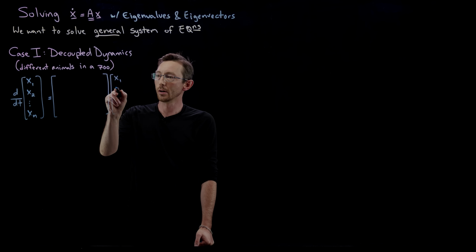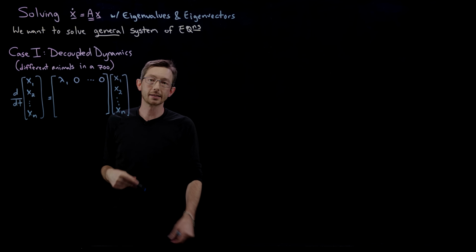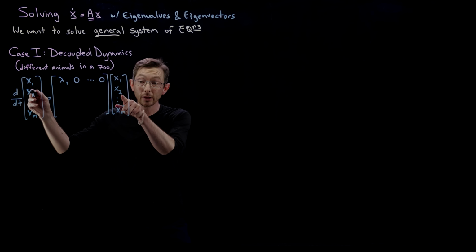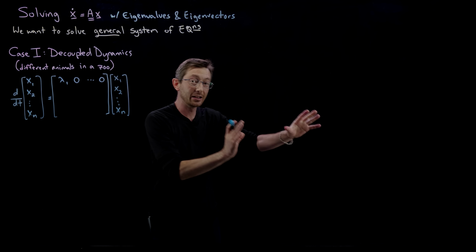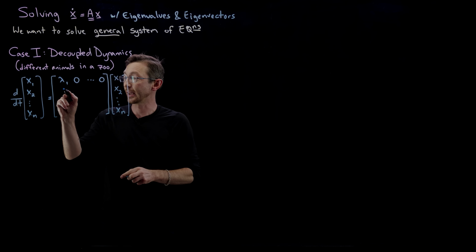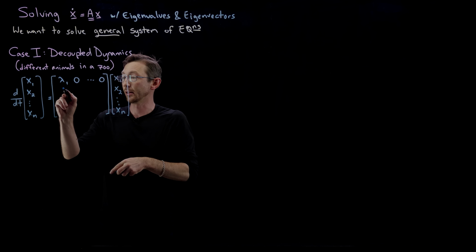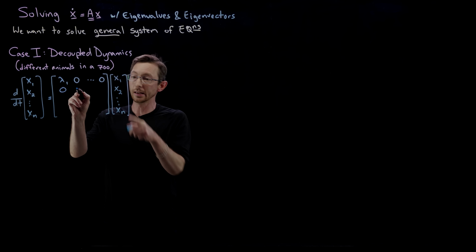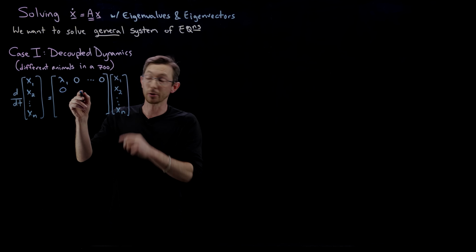But now this is going to be a diagonal matrix. So x1 dot is only going to be a function of x1. We're going to call that, let's say, lambda 1, 0, dot, dot, dot, 0. The second animal, let's say x1 is our bunny population. Okay, x2, let's call that our wolves. x2 dot is only going to be a function of x2 because they live in their own room in this big zoo. So they actually are not interacting with the bunnies, so x1 has no influence on x2. x2 dot is only equal to a number times x2.